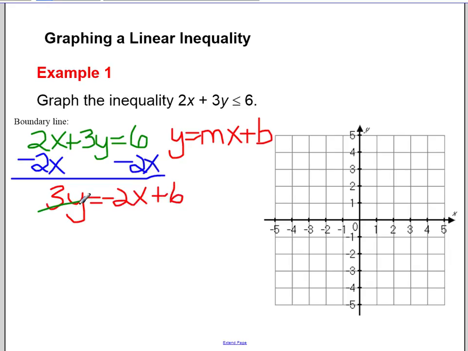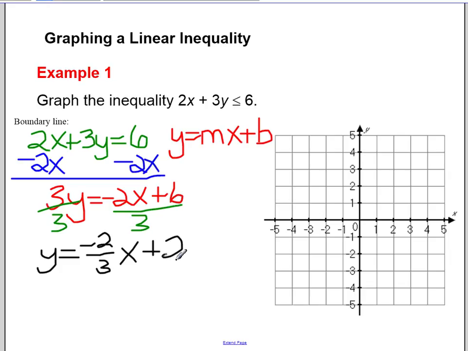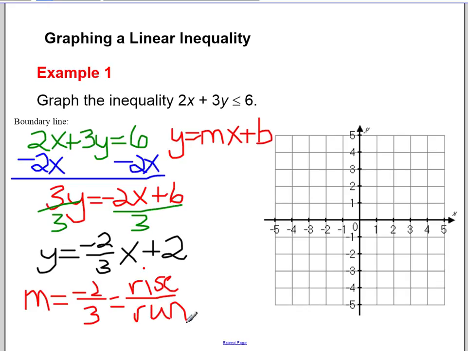Divide both sides by 3 and simplify the equation to get y equals negative 2/3 x plus 2. Now you can identify the slope, which is negative 2/3, and remember the slope is the rise over the run. And you can also identify the y-intercept, which in this case is equal to 2. So the point 0, 2 is the y-intercept.